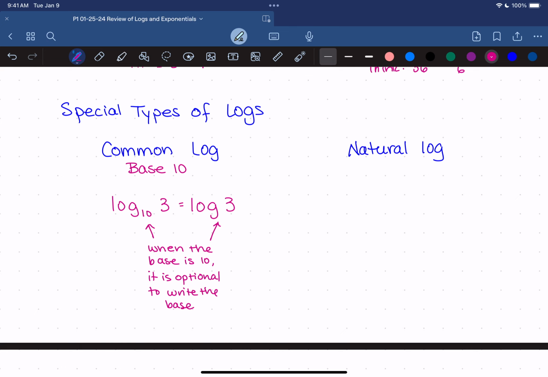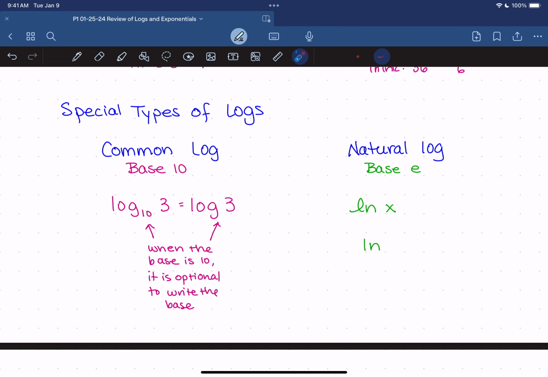Natural logs have a base e, the natural base. We write them as the natural log of something, I'll just say the natural log of x. Natural log, this is an L. In textbooks, you're going to see a natural log written as ln, it's printed.